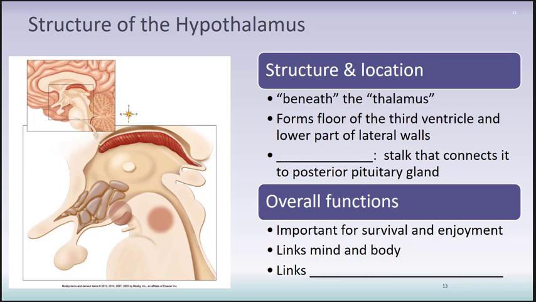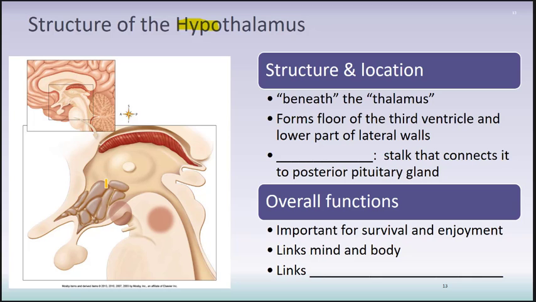Now we'll move on to talking about the hypothalamus. The term hypo refers to below, so it is found beneath the thalamus. So our thalamus is up in this region here. Beneath that, we have the hypothalamus. Now it's made of several structures that contribute to the floor of the third ventricle and really the lower parts of the walls of the third ventricle.